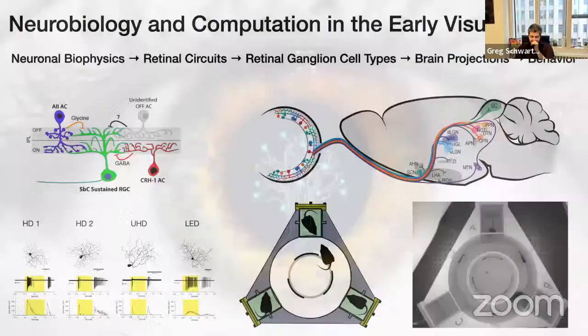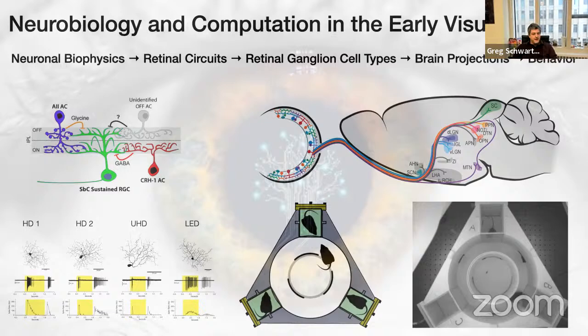But first, just to introduce myself and my lab briefly, for those of you who don't know, we're ever expanding in the number of things we do because I don't know how to say no to any new interesting idea. So we're not just a retina lab anymore. We are a lab that works on neurobiology and computation in the early visual system. That involves levels from neuronal biophysics, which I'm not going to talk about today, but we're working on sodium channels and dendrites and stuff like that, to retinal circuits, to retinal ganglion cell types, which is kind of our bread and butter, as George was mentioning. We put out that website for the types in the mouse.